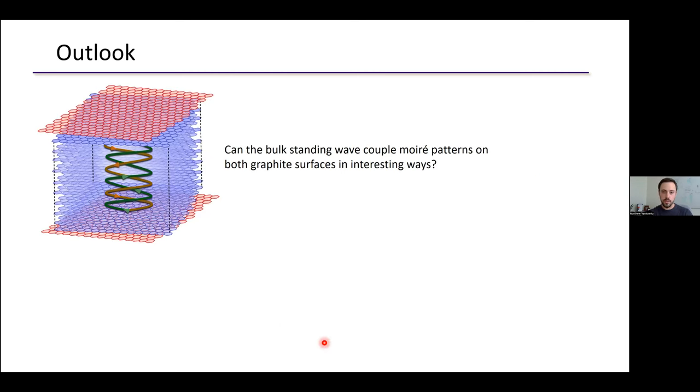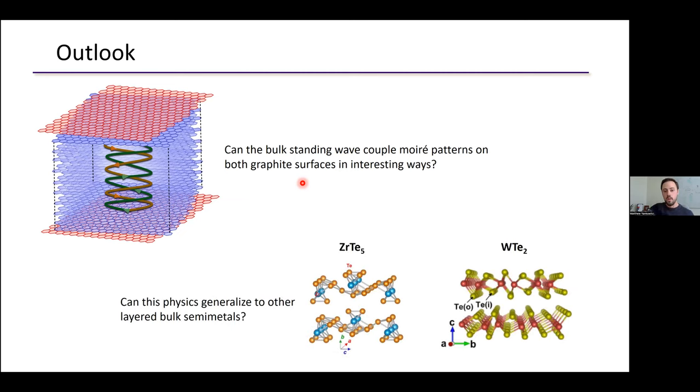So, as a brief outlook, where can this go? One question that we can ask is, can this standing wave couple multiple Moire patterns on the two outer graphite surfaces in new and interesting ways? We don't know yet, but we're working on this. Another more general question is, can this similar physics be seen in other nearly compensated layered bulk semi-metals? For instance, zirconium pentatelluride or tungsten ditelluride. These are likely much more difficult samples to make, but in principle, I think a lot of the physics should be quite similar.